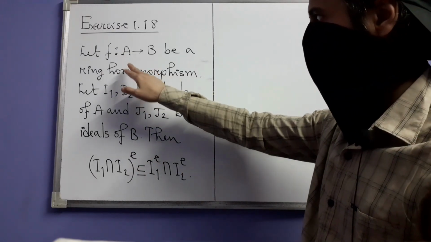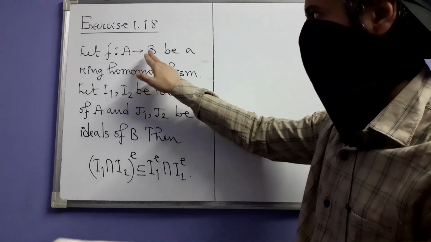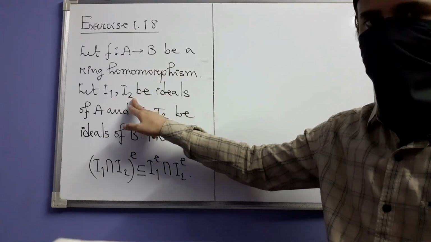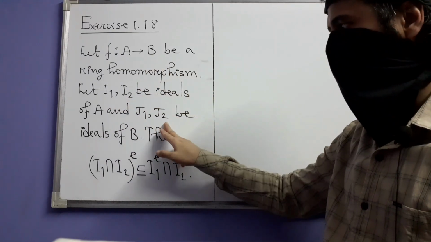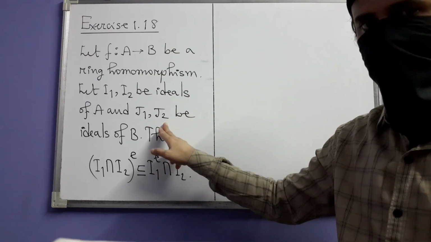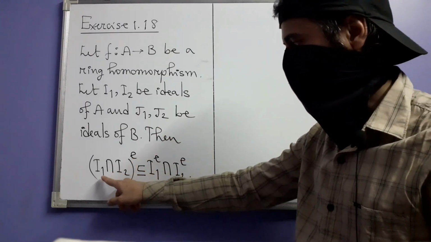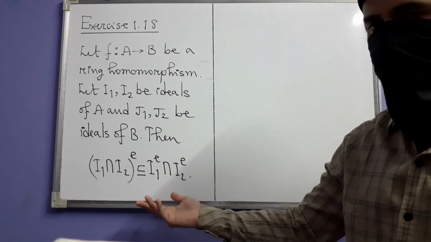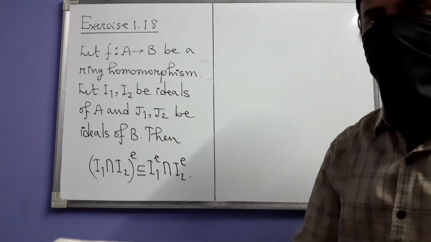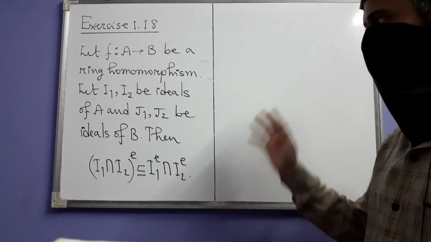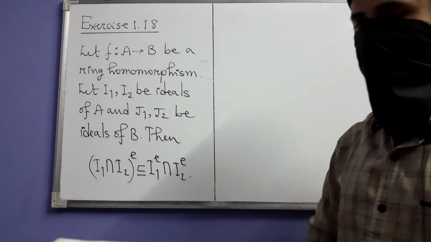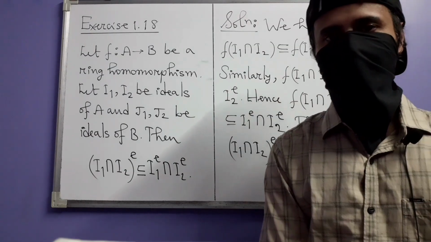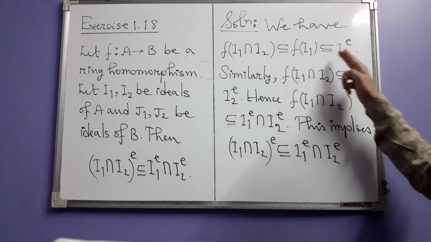We have a ring homomorphism F from the ring A to the ring B. And A has these two ideals I1 and I2 and B has J1 and J2 as its ideals. Then the extension of the intersection of I1 and I2 is contained in, that means is a subset of, the intersection of their extensions. There is another one we will see that involves J1 and J2 and that's why I mentioned them as well. So we start the solution with these containments.